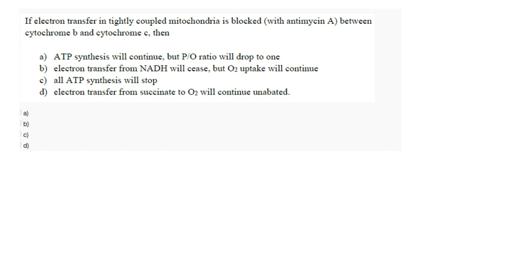If electron transfer in tightly coupled mitochondria is blocked with antimycin A between cytochrome B and cytochrome C, then ATP synthesis will continue but the P/O ratio will drop to 1; electron transfer from NADH will release but O2 uptake will continue; all ATP synthesis will stop; or electron transfer from succinate to O2 will continue unabated. Option C, all ATP synthesis will stop.